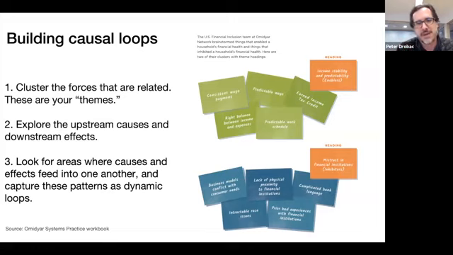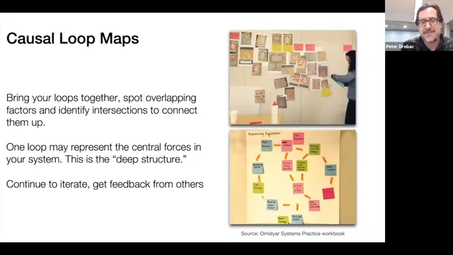You can organize them around themes. And then from there, you can organize those themes or those forces into meaningful sequences of cause and effect, right? This causes this, causes that, causes this, and begin to put them together into meaningful loops. And ultimately, that's how you start to create causal loop maps.